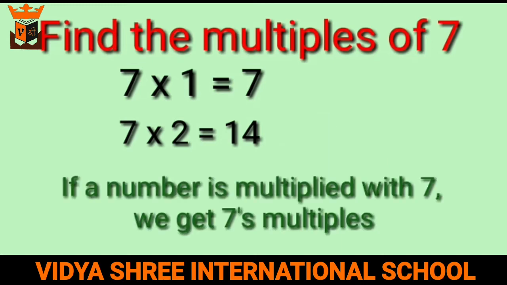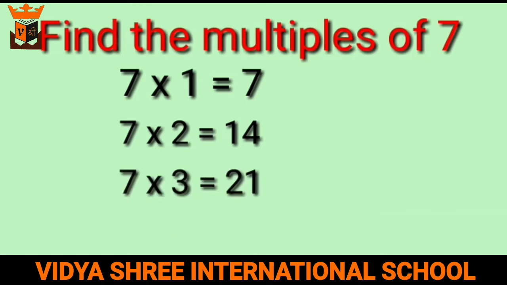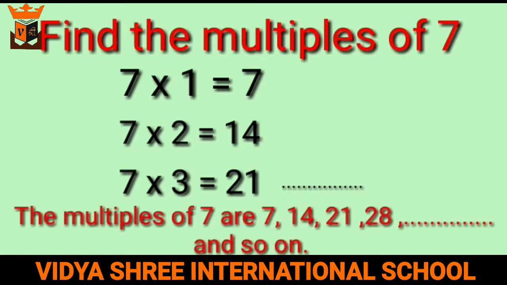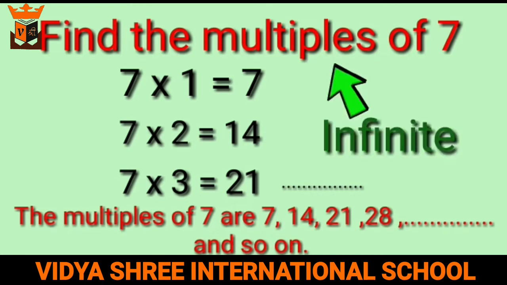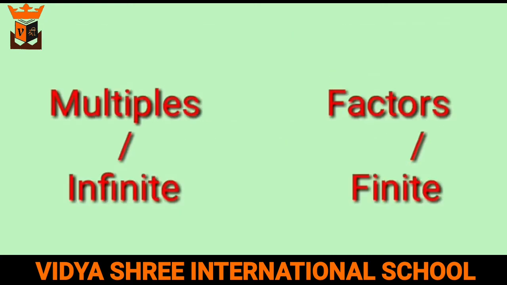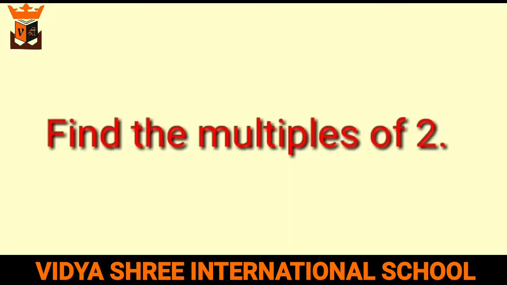The word says it all, a multiple. If a number is multiplied with 7, we get 7's multiple. 7 multiplied by 3 is 21 and the list would continue forever. The multiples of 7 are 7, 14, 21, 28 and so on. This proves that the list of multiples of a number is infinite, whereas the number of factors of a number is always finite.